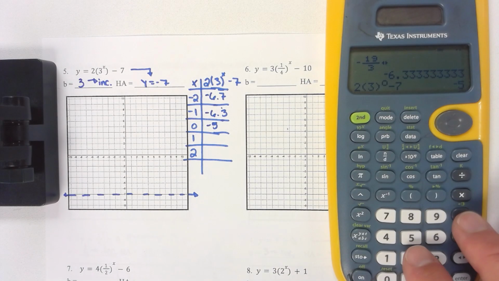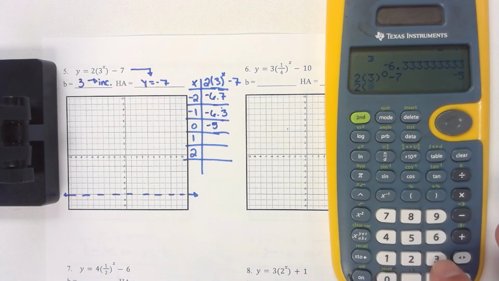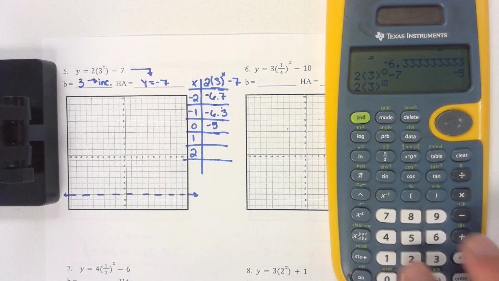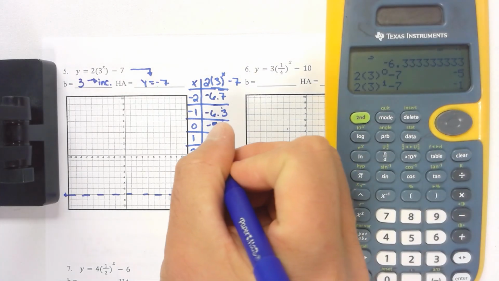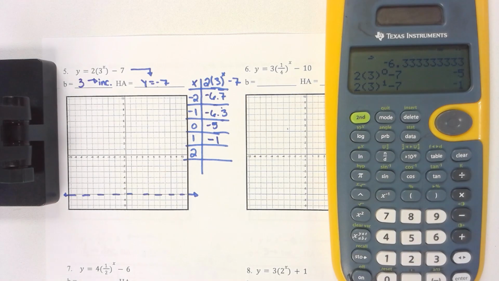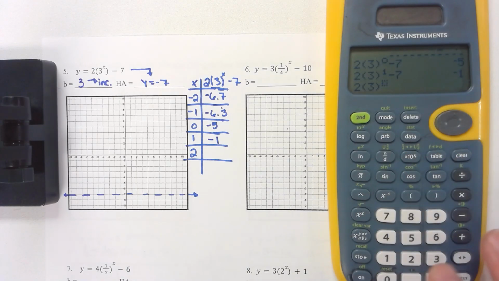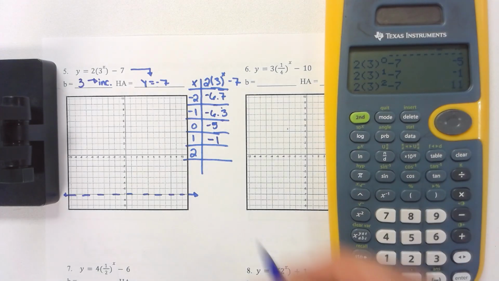Okay, next one. 2, parenthesis, 3, close parenthesis, exponent button, exponent of 1, right arrow key, subtract 7, and I get negative 1. One last time. 2, open parenthesis, 3, close parenthesis, exponent button of 2, subtract 7, and I get 11.